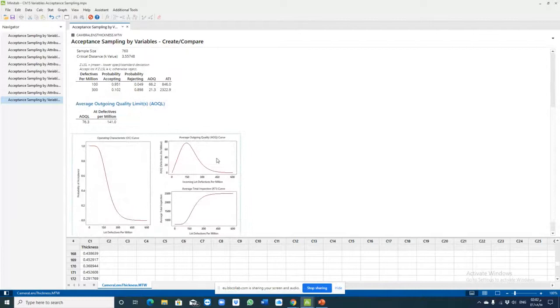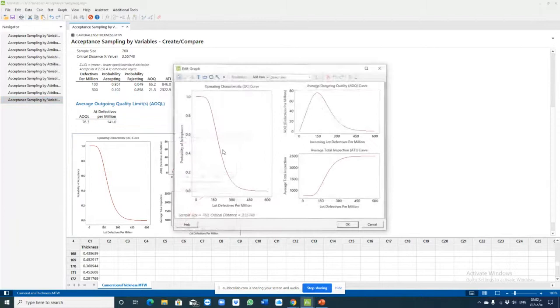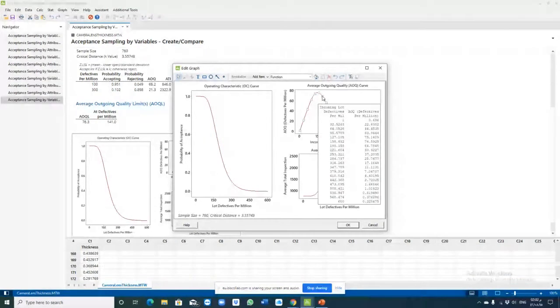But here, let's answer the questions in this example. This example focused on the AOQ curve, which is the average outgoing quality, and asks you to find what will be the value when we have a 64 defect per million. When you press on the curve, this window will open and it will show you the relation between the incoming defective per million and the average outgoing quality.